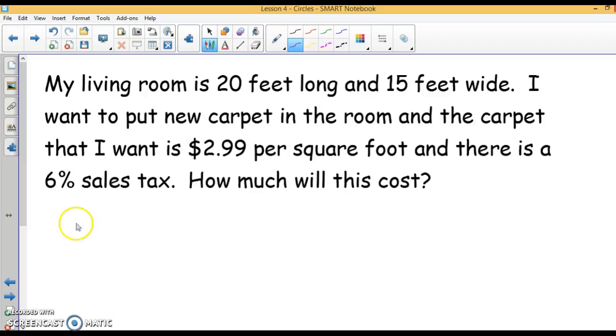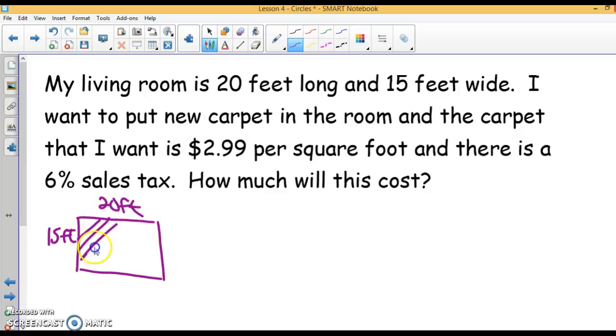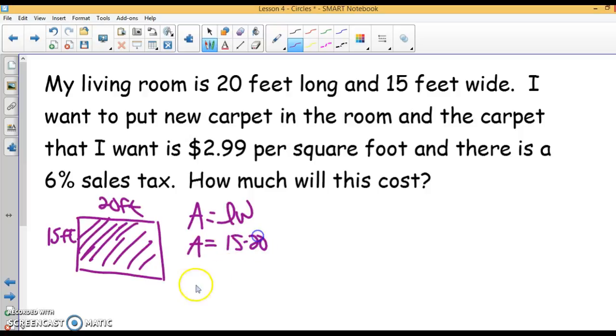All right, well, I'm going to draw a diagram. I always think it's a great idea to start drawing a diagram. Our room is 15 feet long and 20 feet wide. Think about it. If you want to put carpet down, isn't this where your carpet goes? So what do I need to find? I need to find my area. It's a rectangle. So we look on our formula sheet. Area is length times width. So 15 times 20. Area is 300 square feet.